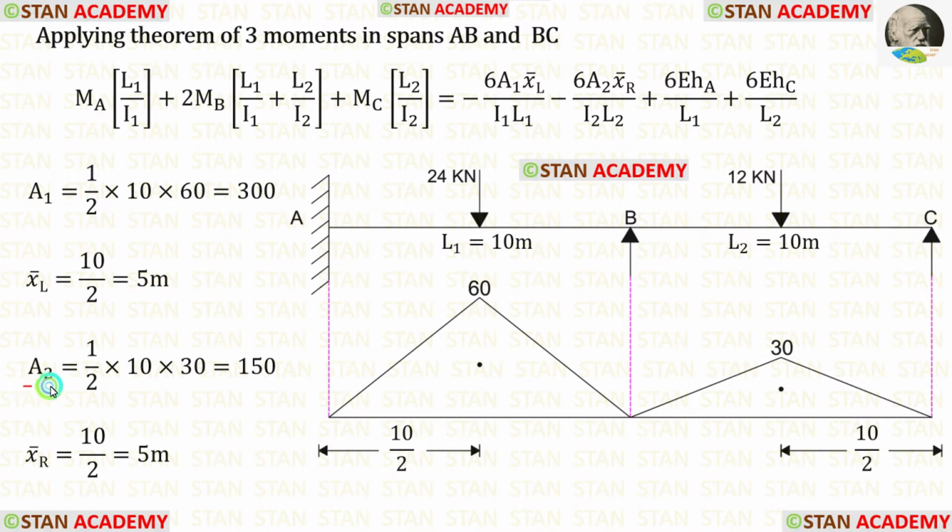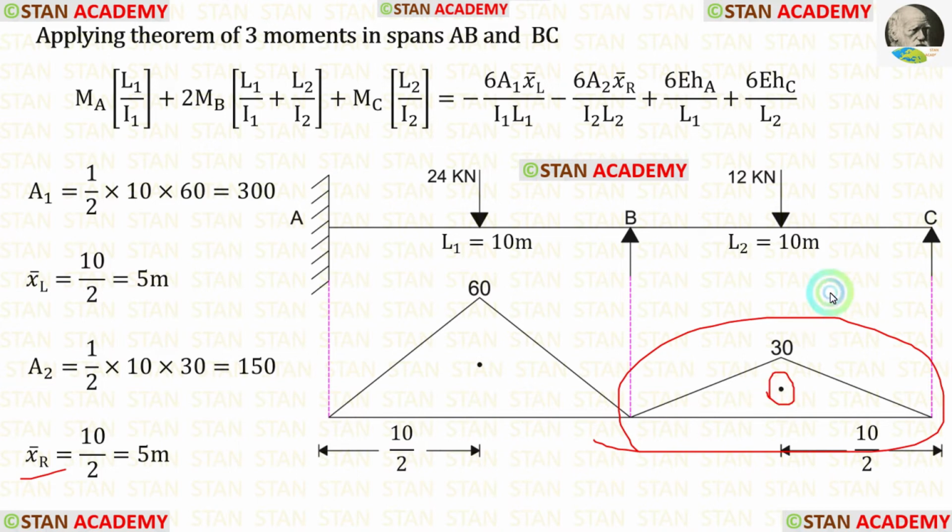Now let us find area 2. This is also a triangle. We know the formula for the area of a triangle, half into breadth into height. Here the breadth is 10, height is 30. When we apply the values, we are getting 150. Now let us find x bar right. This is also a symmetrical diagram. So the centroid lies in the center. When we divide the length by 2, we will get x bar right.